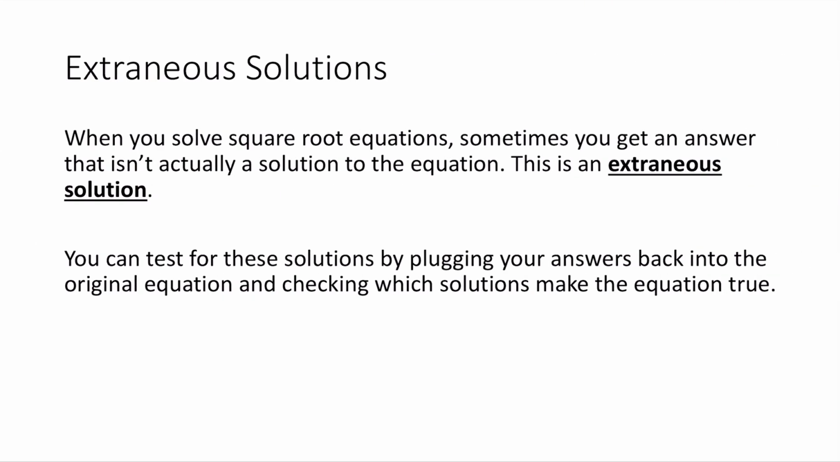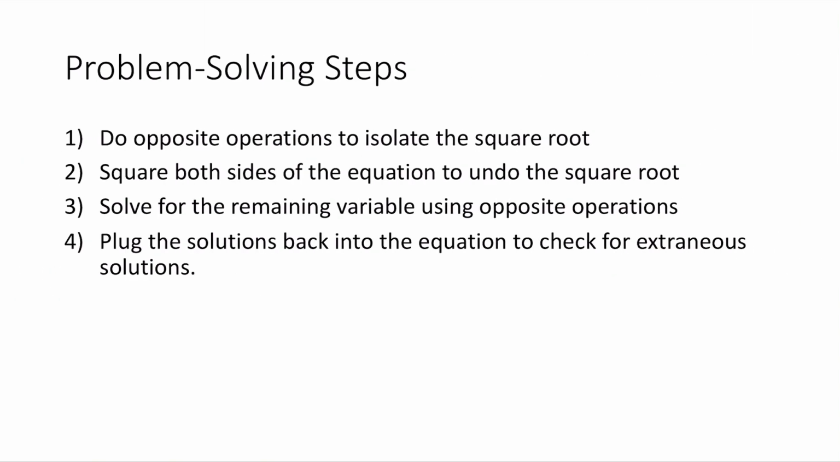Whenever you solve square root equations, sometimes you get an answer that isn't actually a solution to the equation. This is called an extraneous solution. You can test for these solutions by plugging your answers back into the original equation and checking which solutions make the equation true.